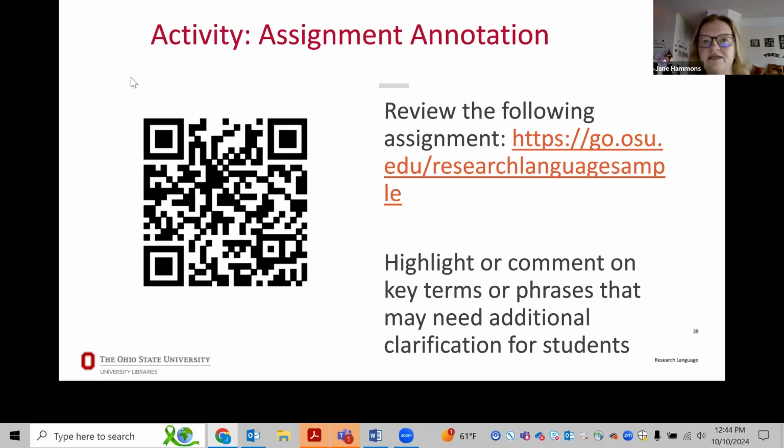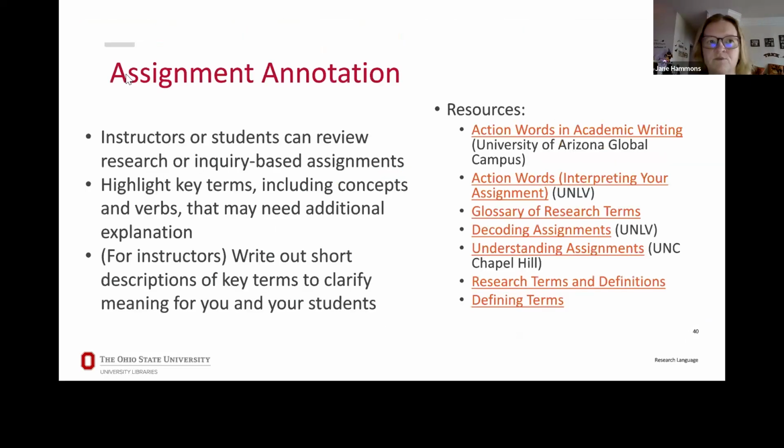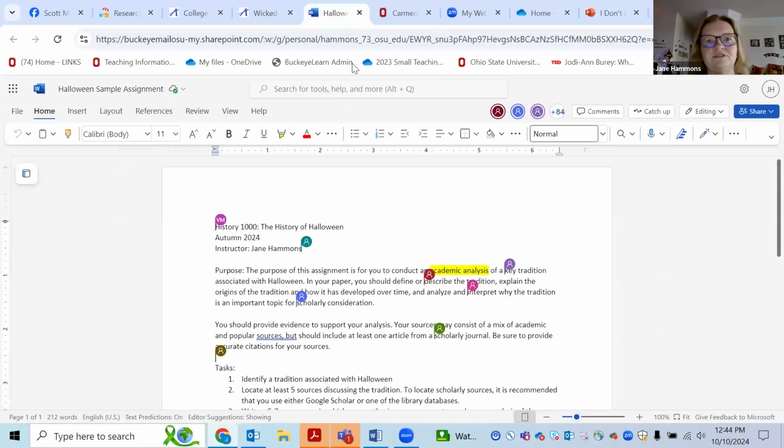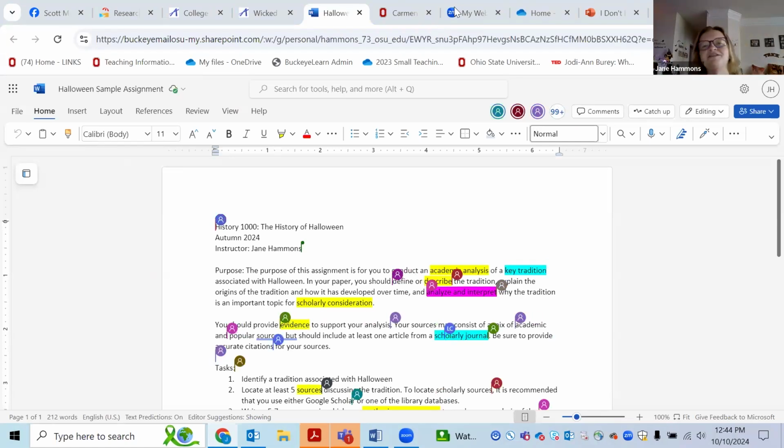And what you can do is go to that document and highlight or comment on the terms or phrases that you think students might need more support on. So I'm going to try to go out there myself. Hopefully folks are seeing that. You can use the highlighting, you can use the commenting feature, whatever works for you. This is a completely fake assignment that I just made up. But I had fun doing it, and you can share your thoughts and comments there.